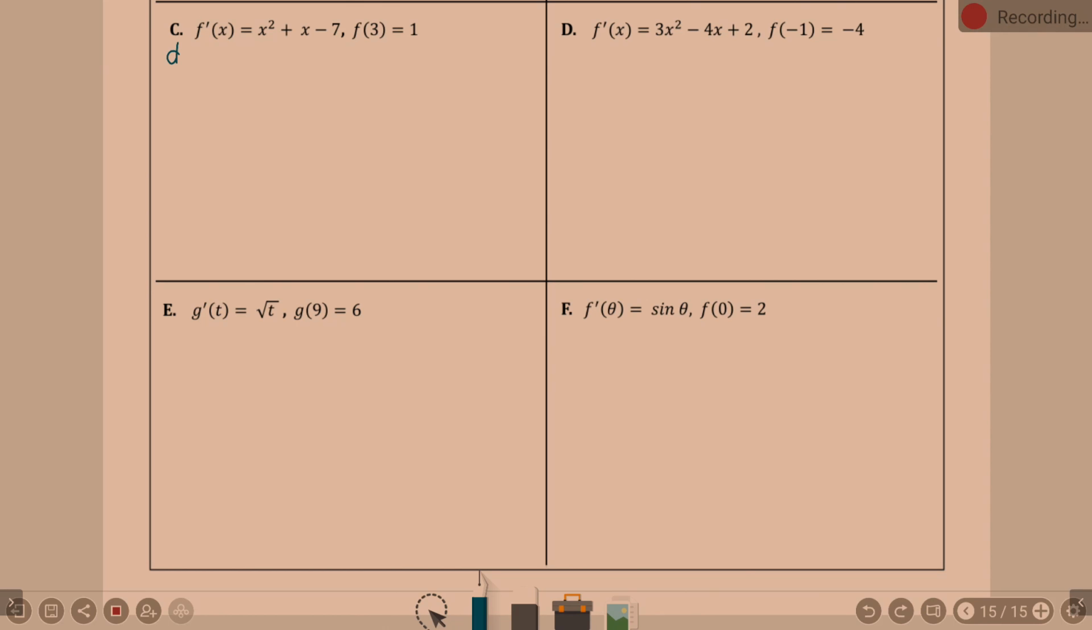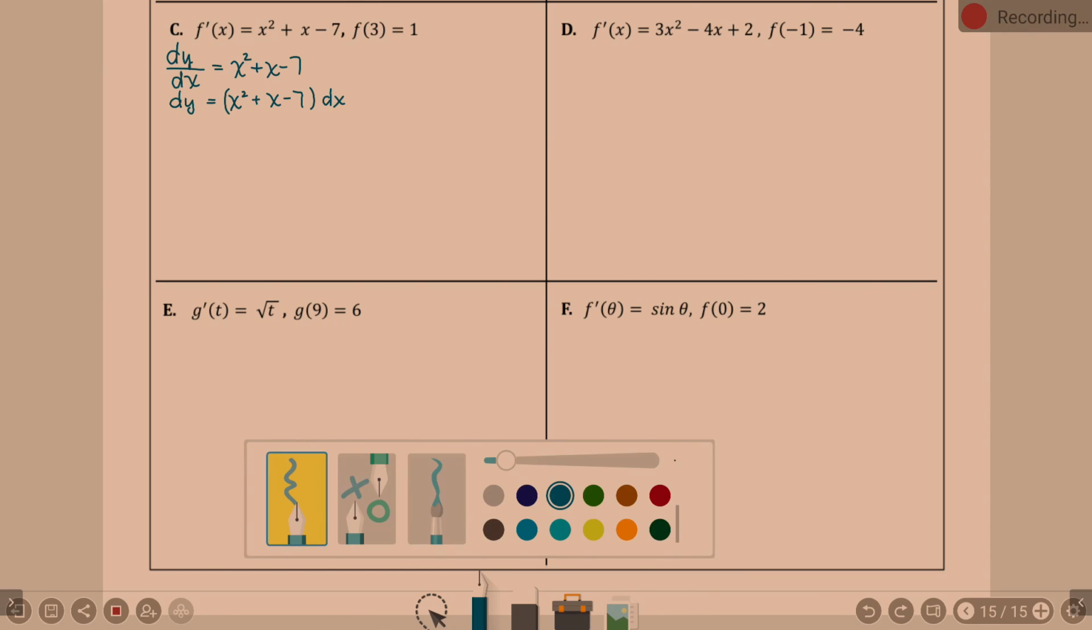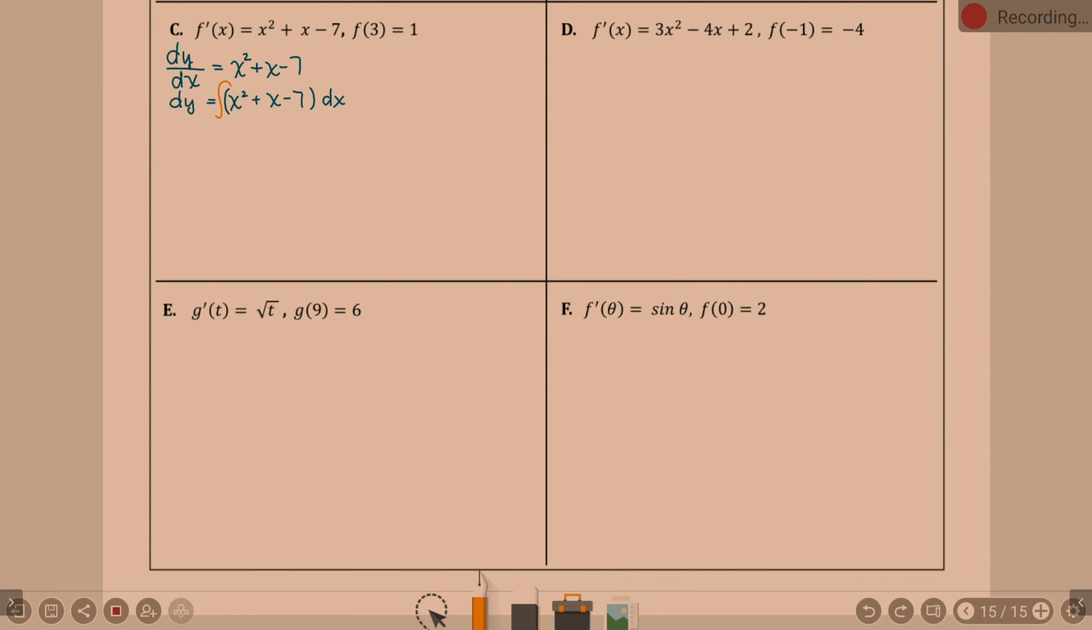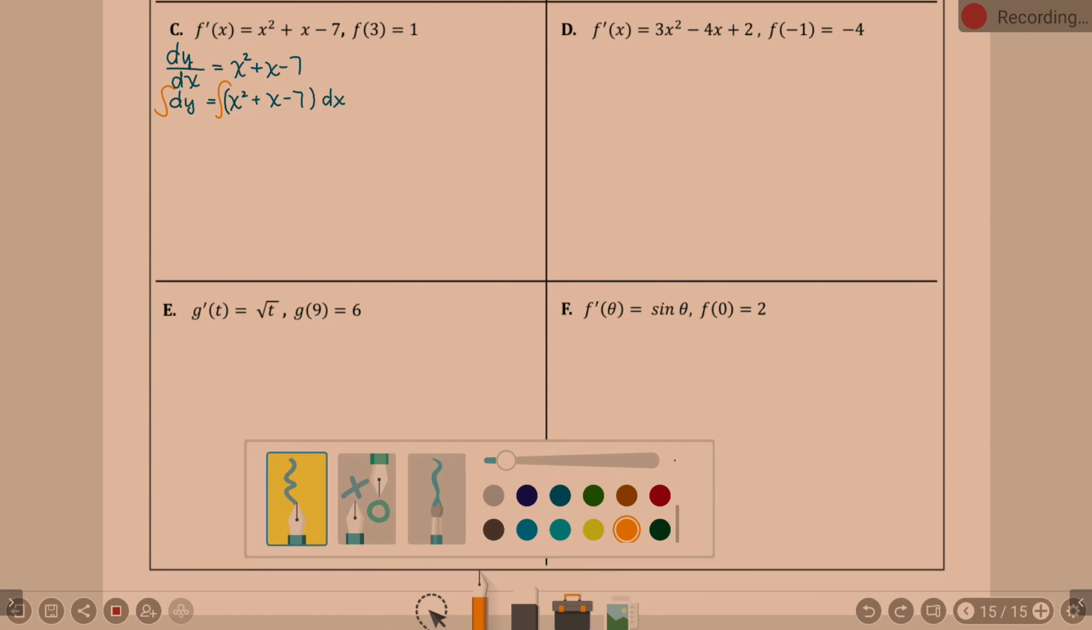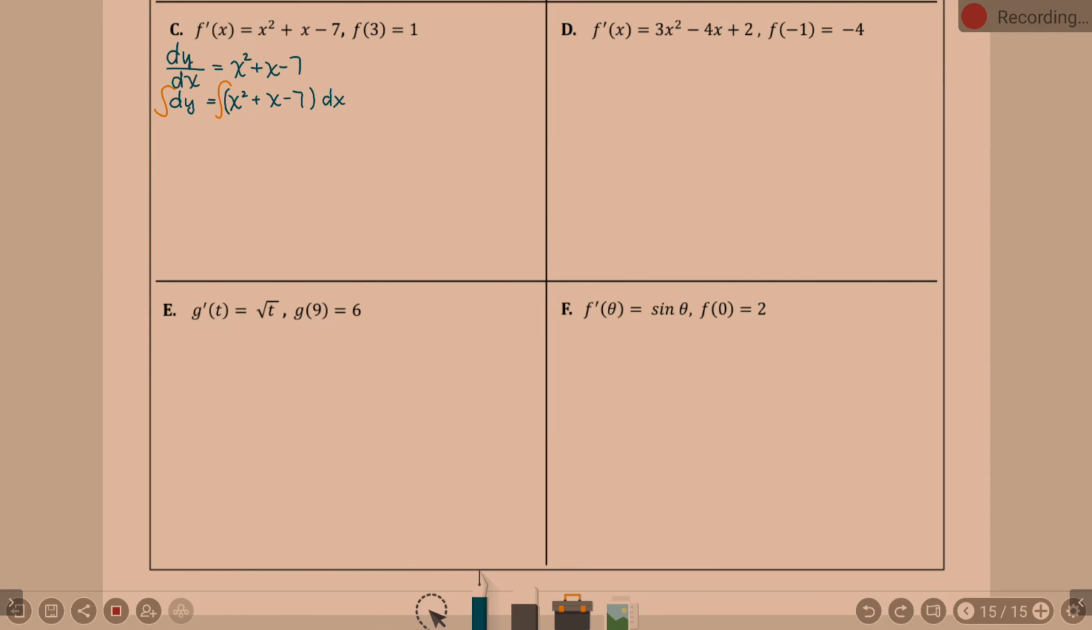You know the starting dy dx is x squared plus x minus 7. So, dy is x squared plus x minus 7 times dx. And we're integrating. Integral of 1 is y. Okay, we've slept since yesterday. Integral of x squared, 1/3 x cubed.